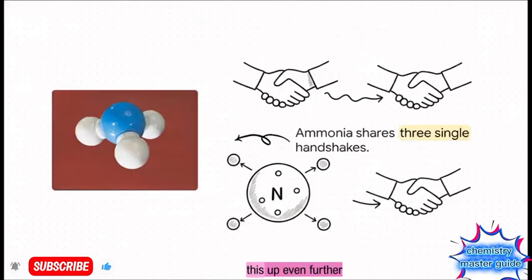We can actually scale this up even further with ammonia, NH3. Nitrogen sits in group 15, so it has 5 electrons in its outer shell. To reach 8, it needs 3 more. So what does it do? It reaches out and forms single bonds with 3 individual hydrogen atoms. That's literally 3 single handshakes happening all at once around a central nitrogen atom.